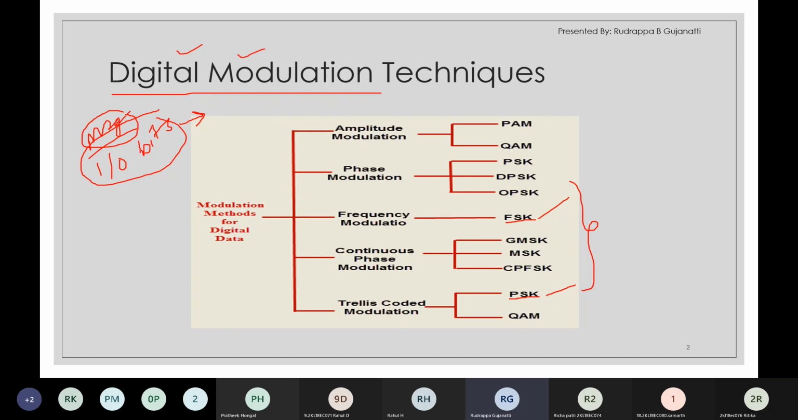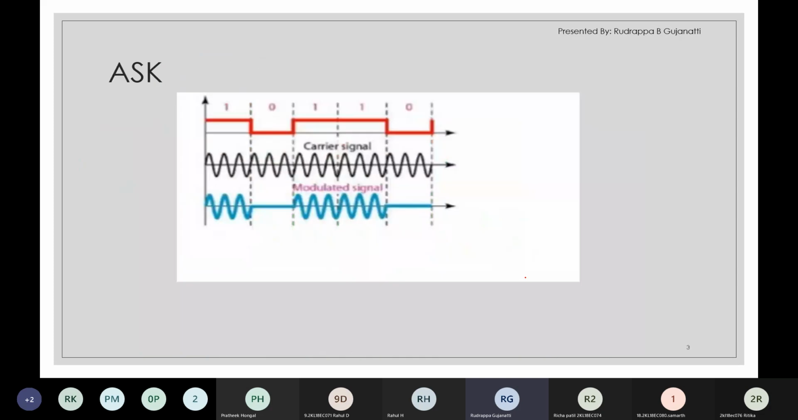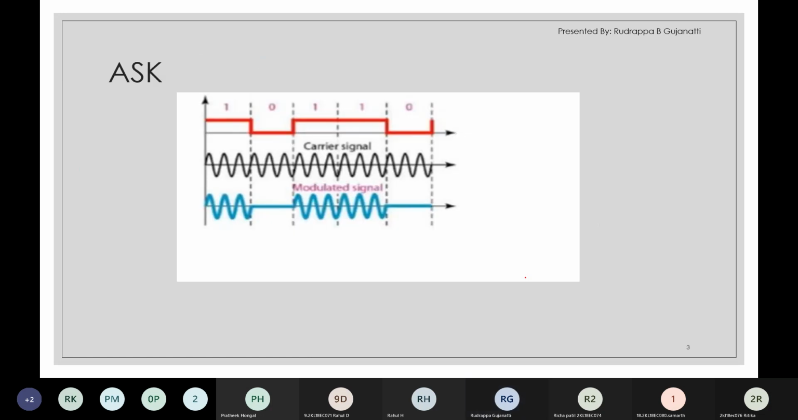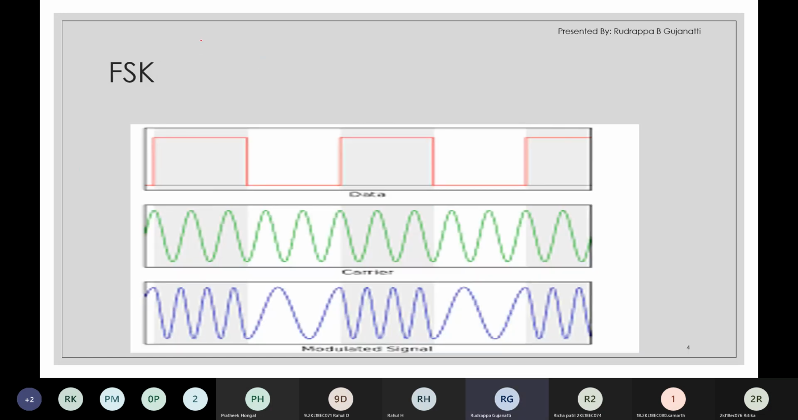So in this session, we'll be concentrating on FSK and PSK. Apart from that, we'll be discussing another technique, which is the multiplexing technique, referring to multiplexing in the time domain. So let us move ahead.